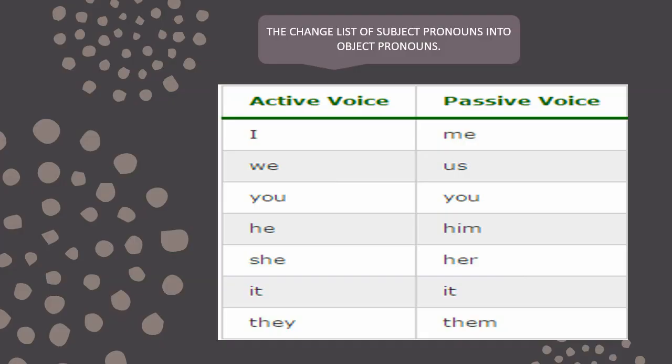Now here I have provided you with the list of subject pronouns. Change the list of subject pronouns into object pronouns, like I changes to me, we changes to us, you remains the same, he to him, she to her, it remains the same, and they would change into them. It will go vice versa. Okay, let's move on to our next slide.